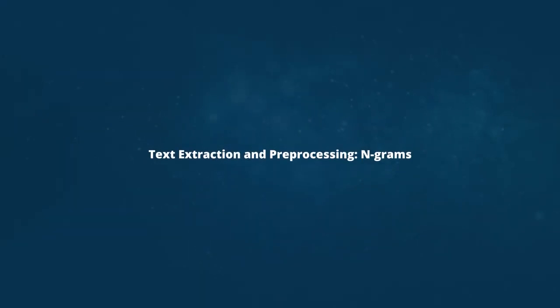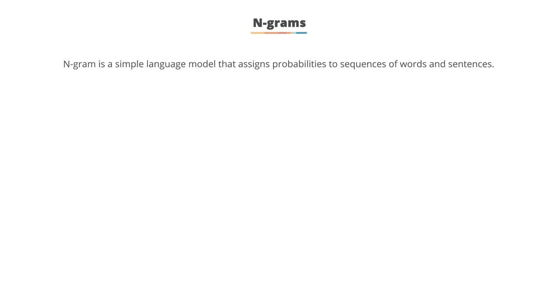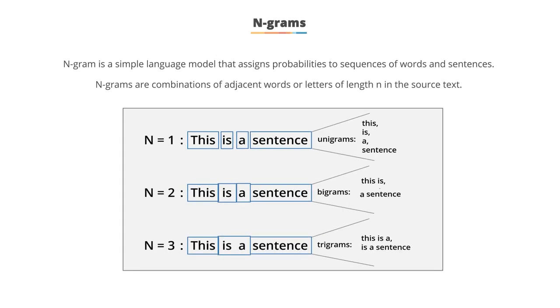Text extraction and pre-processing: n-grams. Now let's look at what an n-gram is and how it is helpful in text mining. An n-gram is the simplest model that assigns probabilities to sequences of words or sentences. N-grams are combinations of adjacent words or letters of length n in the source text. So n-gram is very helpful in text mining when it is required to extract patterns from the text.